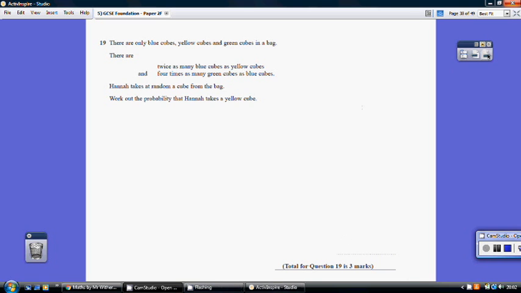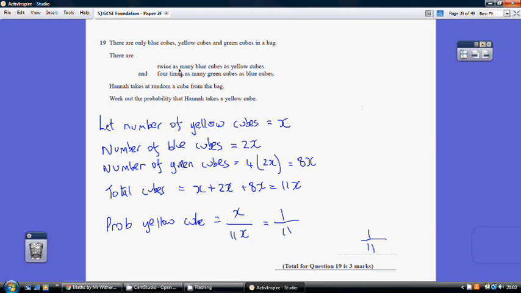Question 19. With these, you really want to try and figure out which is the smallest number of cubes, and that's going to be the yellow cubes. So let the number of yellow cubes equal x. Now we're told there are twice as many blue cubes as yellow cubes, so the number of blue cubes will be 2x. And then we're told the number of green cubes is 4 times the number of blue cubes. So the number of green cubes is 4 lots of the 2x, which is 8x.